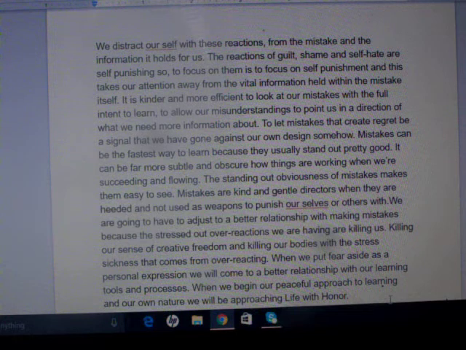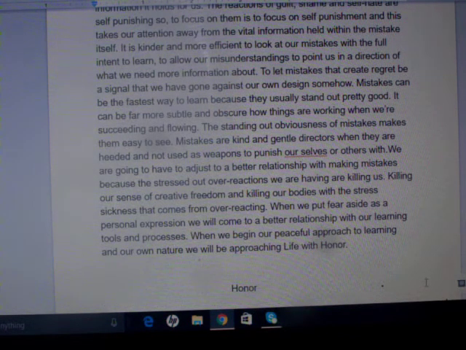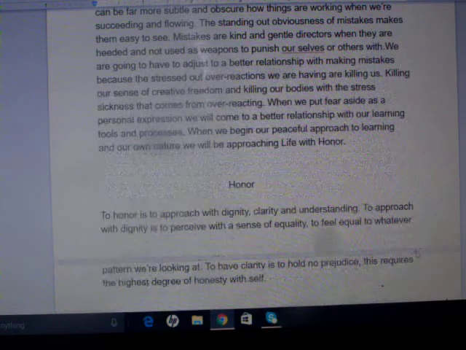Punish ourselves or others with. We are going to have to adjust to a better relationship with making mistakes because the stressed out overreactions we are having are killing us, killing our sense of creative freedom and killing our bodies with the stress sickness that comes from overreacting. When we put fear aside as a personal expression, we will come to a better relationship with our learning tools and processes. When we begin our peaceful approach to learning and our own nature, we will be approaching life with honor.